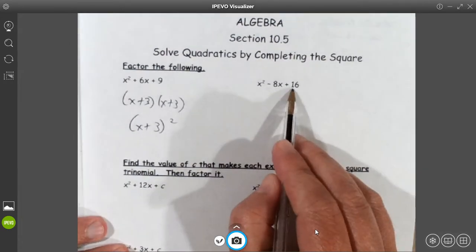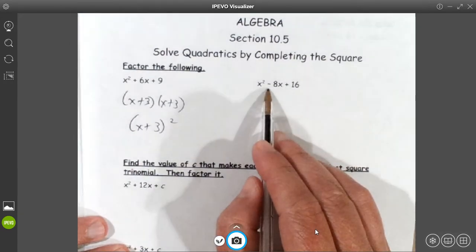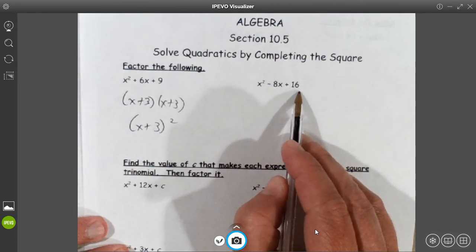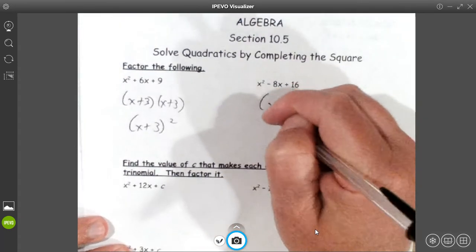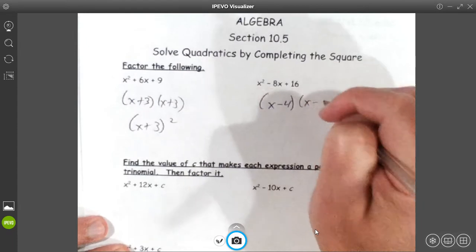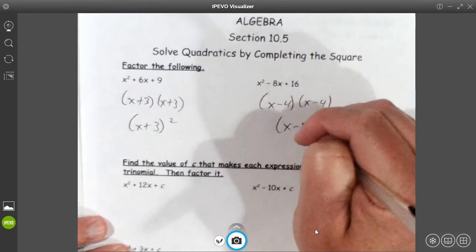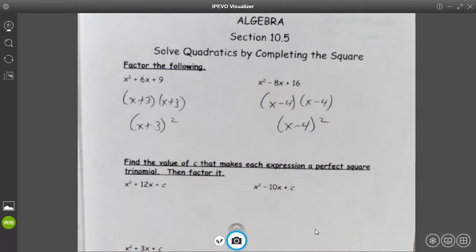Here I'm looking for factors of 16 that add up to -8. That would be -4 and -4. So I can write this as x minus 4 times x minus 4, or a little quicker way to write it is x minus 4 squared. Just a little bit of review as we go through here.